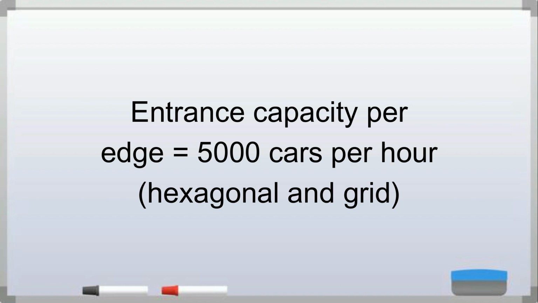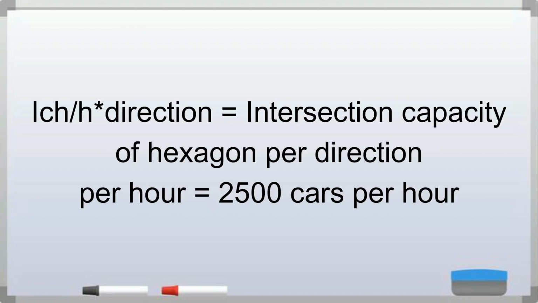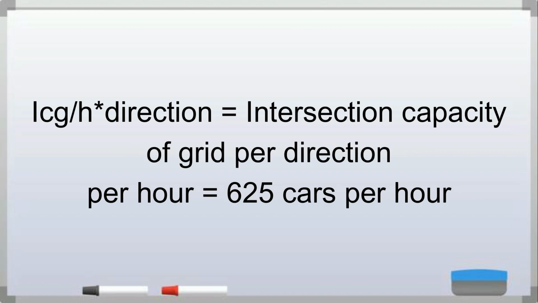If the entrance is 1 lane in and 1 lane out at 40 kilometers per hour, the entrance capacity per edge will be 2 times 40 kilometers per hour divided by 1 second plus car size, equals 5000 cars per hour. ICH times direction, the intersection capacity of the hexagon per direction per hour, equals 4 times 40 kilometers divided by 1 second plus car size, times 2 hours, equals 2500 cars per hour. ICG per hour times direction, the intersection capacity of the grid per direction per hour, equals 4 times 40 kilometers divided by 1 second plus car size, times 3 times 4 hours, equals 625 cars per hour. Notice that the bottleneck is in the intersections, so we need to calculate the third part using only them.